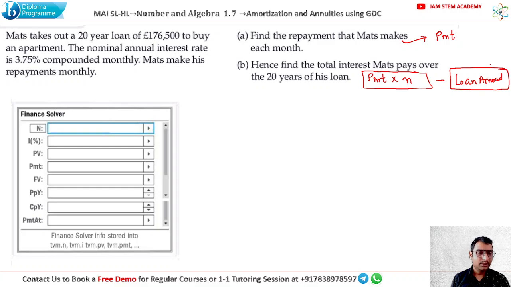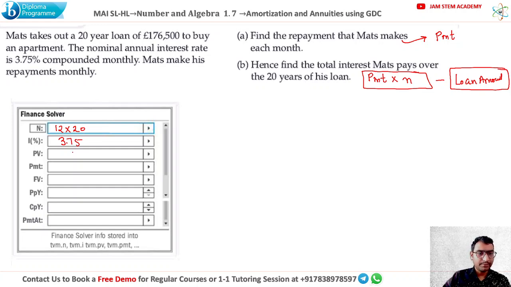When I open the finance solver, it shows the following things. Let's put the values. First one, n. So you are doing it for 20 years. So let me put 20 times 12 because you are doing it for every month, right? So 12 times 20, or automatically it will take it as 240. Next is interest rate. What is that? 3.75. So put 3.75.